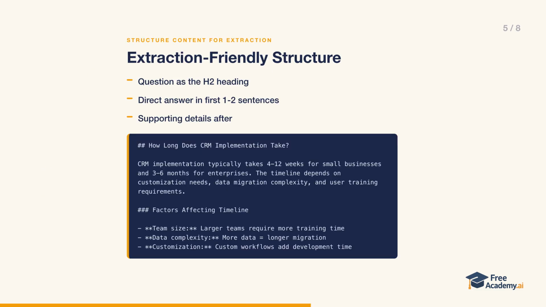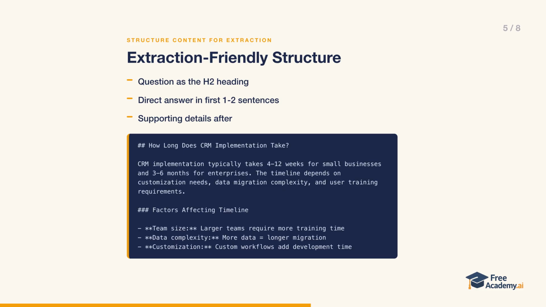Strategy 3 is structuring your content so Google can extract passages easily. The pattern is simple. Put the question as a heading, give a direct answer in the first 1 or 2 sentences, then add supporting details in the paragraph that follows.